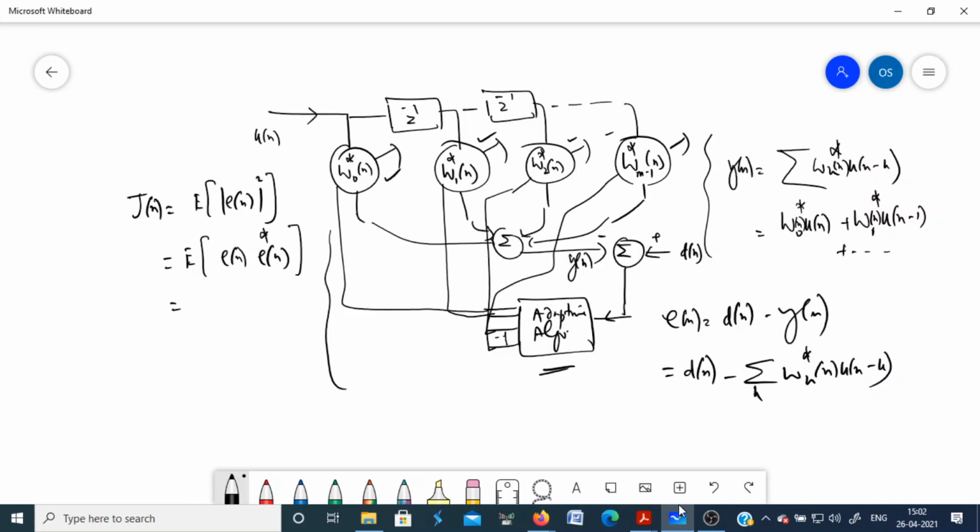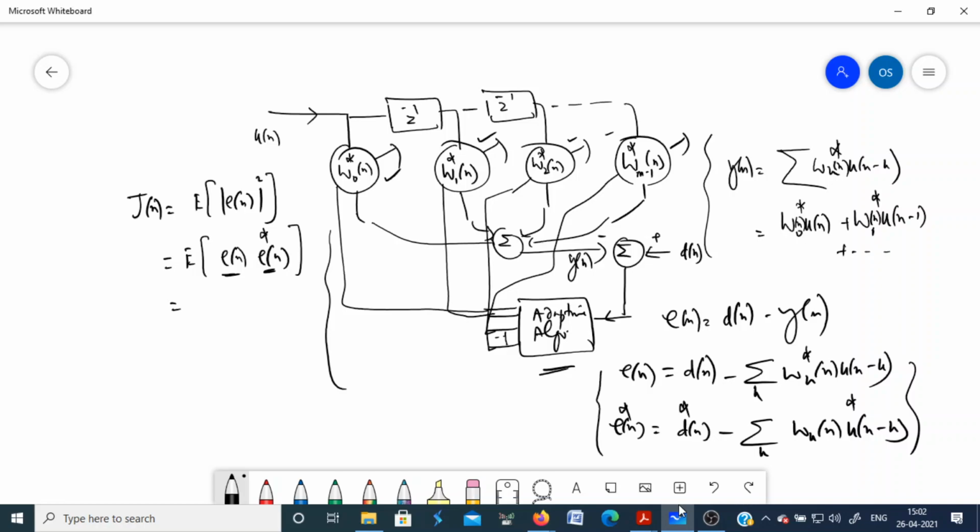And then e(n) is multiplied with e(n) star. So this is e(n). If you take its conjugate, it becomes d(n) star minus summation over k of w_k(n) into u of n minus k star. So e(n) multiplied with e(n) star, then you multiply the two terms. Okay. So you get finally J(n) in the form of, and then you take this expectation.